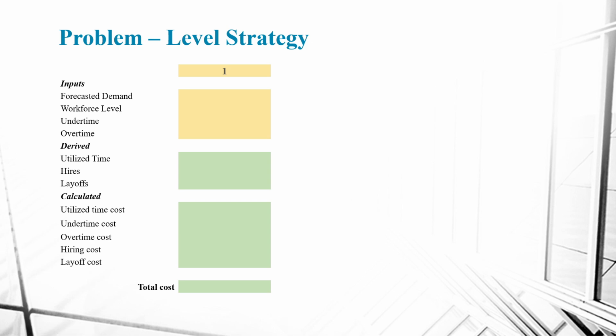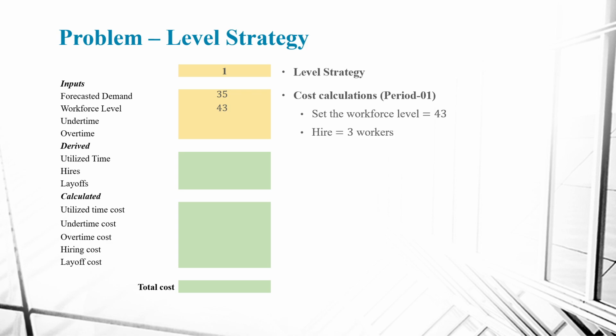Next, we calculate the total cost of period 1 using the level strategy. The forecasted demand for period 1 is 35 workers. We set the workforce level at 43 based on our calculations in the last slide. Since we have 40 workers in our company, we have to hire 3 workers to make our workforce level equal to 43. Once we have 43 workers in our workforce, we will offer undertime to 8 workers and there will be no overtime. We will set the utilized time for 35 workers and there will be 3 hires in period 1 and there will be no layoffs.